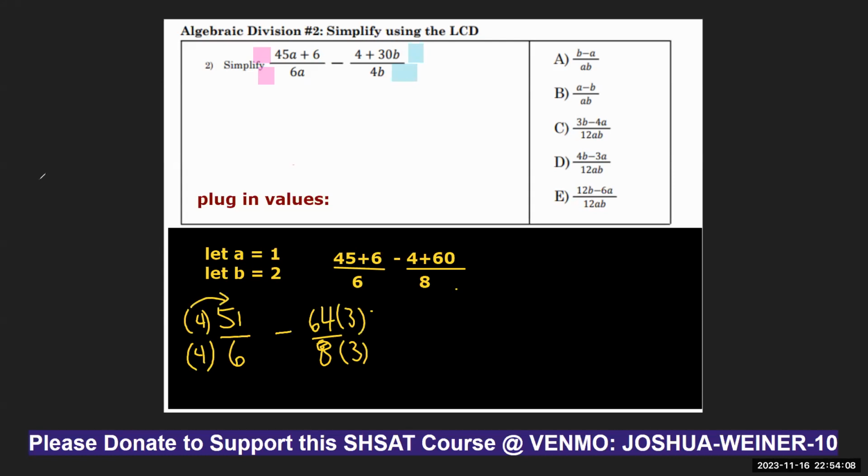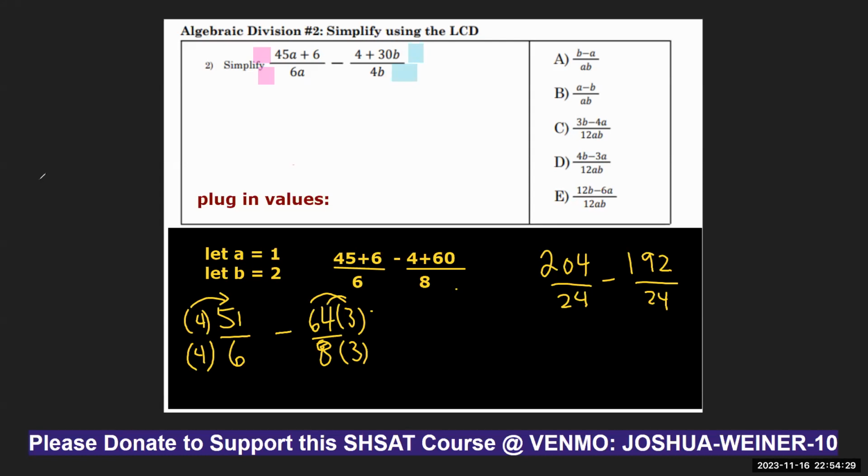So 4 times 51 is 204 over 24. And then 3, that's 180. This is 3 times 6 tens. 3 times 60 is 180. Plus 12 is 192 upon 24.